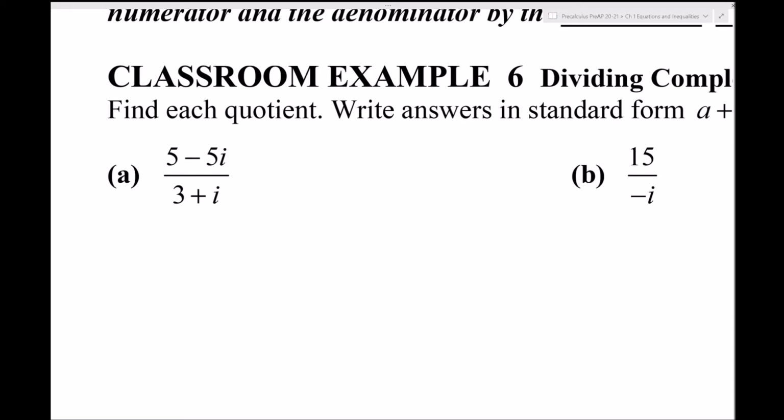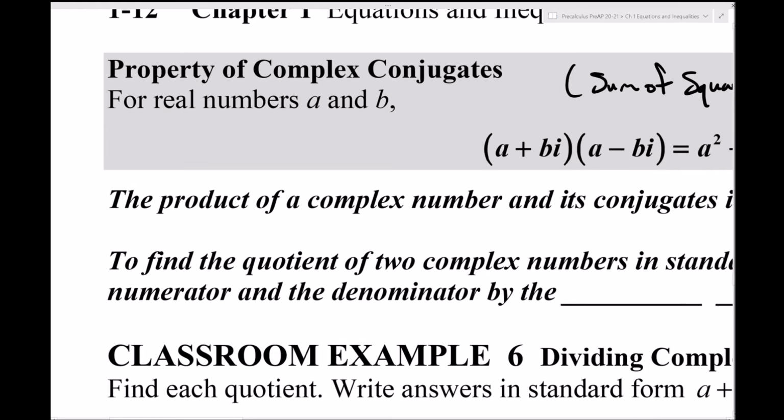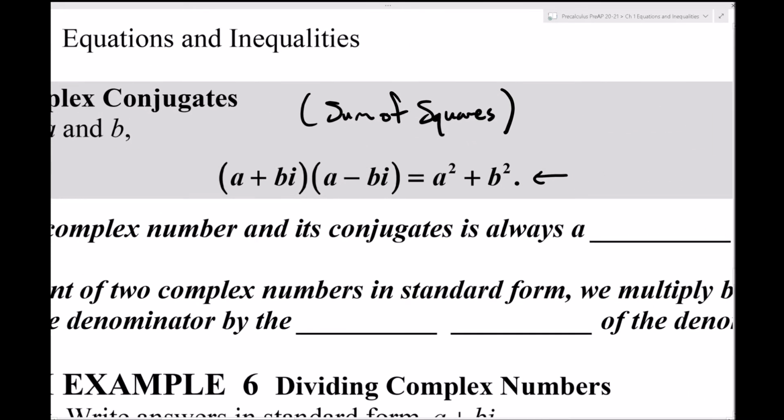So how do we deal with that? The problem is there's an i on the bottom. I don't want the i there anymore. I want the number on the bottom to be a real number. We discussed a method for changing a complex number to a real number, using the sum of squares formula. If you take a complex number and multiply it with its complex conjugate, you just vary the sign in the middle, then you get a real number in return. a squared plus b squared would be real because a and b are real. So that's our trick within a division situation like that to get the i on the bottom to disappear.